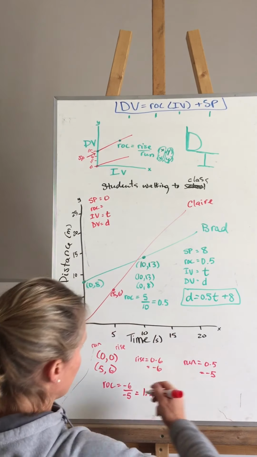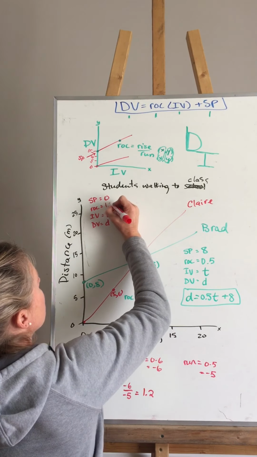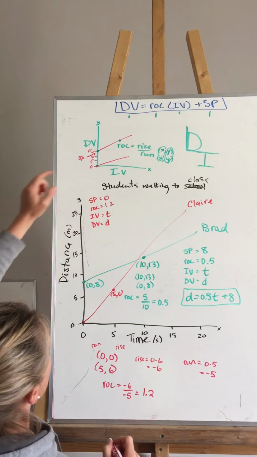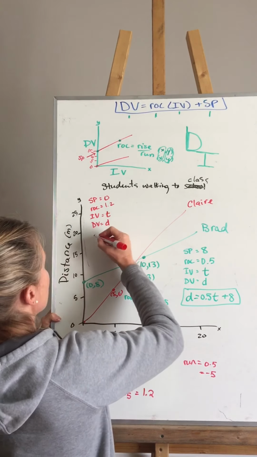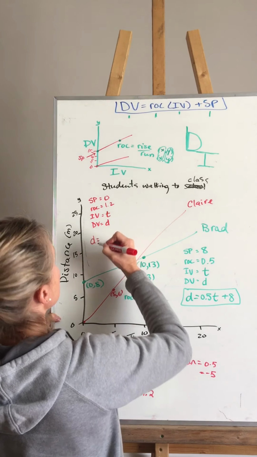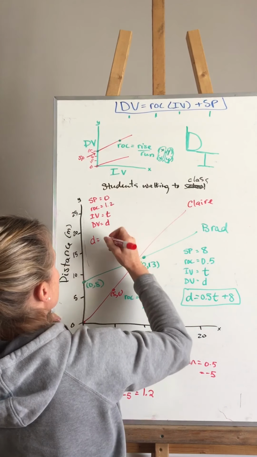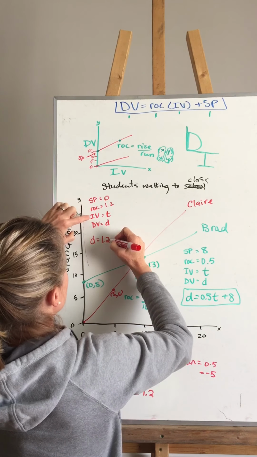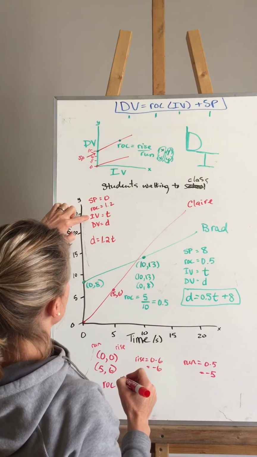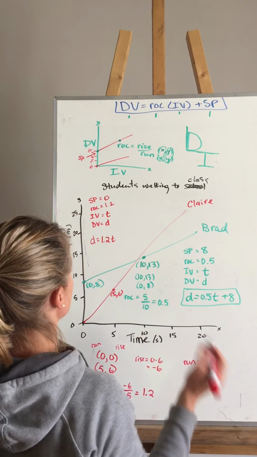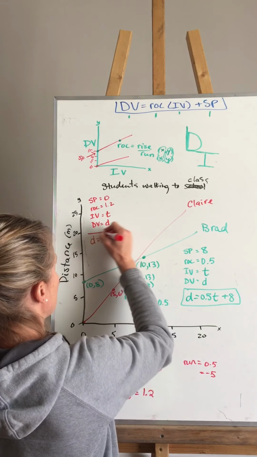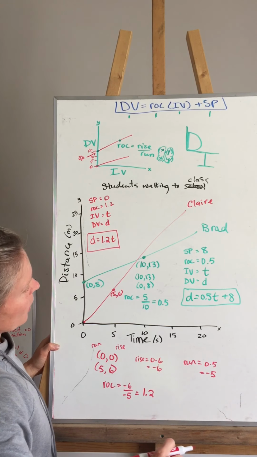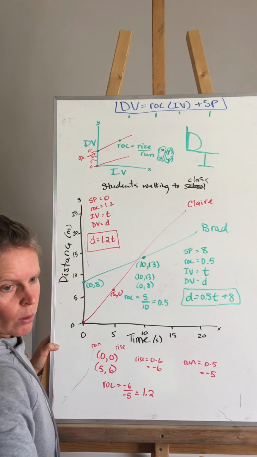Good. Okay, so my rate of change is 1.2. Now I have everything, I can put them into my equation. My dependent variable d equals rate of change, that's 1.2, times my independent variable, which is t, and then plus my starting point, which is 0, so I don't even have to write that down. And there are the two equations for Claire's walk to class and Brad's walk to class.